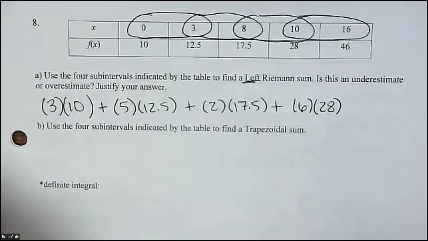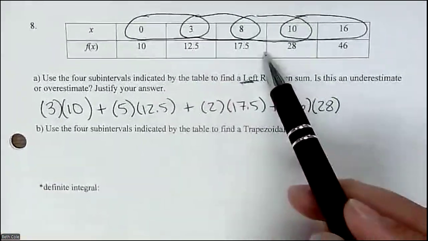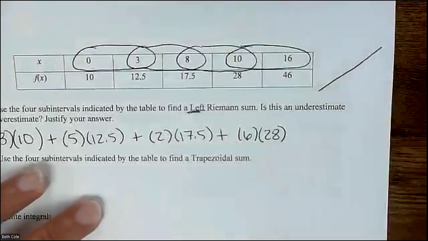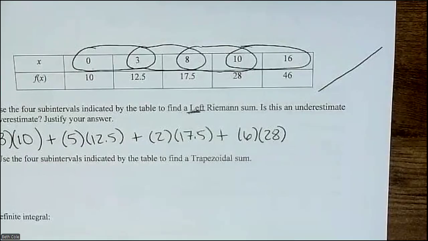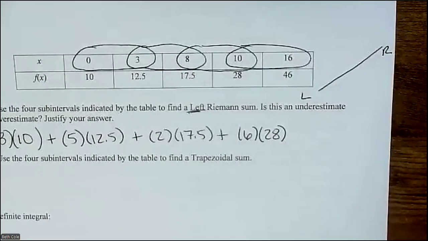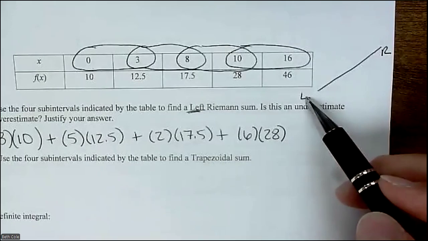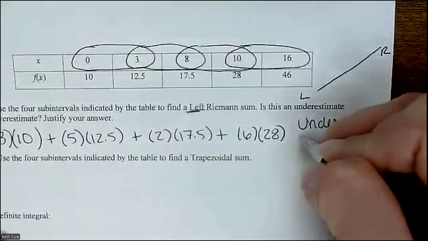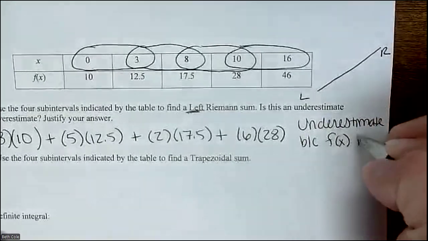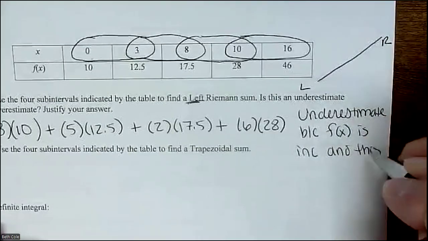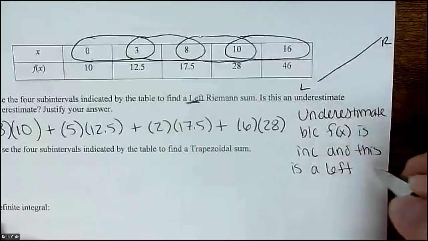Now, I think there's something else there. Underestimate or overestimate, justify your answer. All right, look at these numbers, 10, 12, 17, 28, 46. What are they doing? Increasing. Just go like this. It doesn't need to be fancy. Increasing. And which sum did we do, left or right? Is the left side higher up or lower down? Do you see how it's lower on the left side? Okay, so we're going to say underestimate because f of x is increasing and this is a left sum.